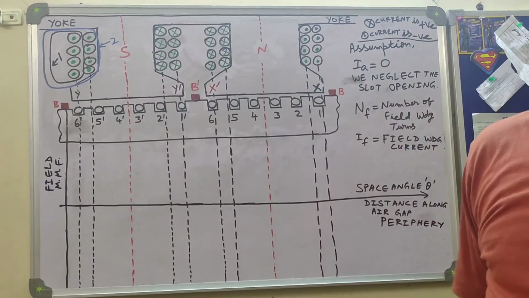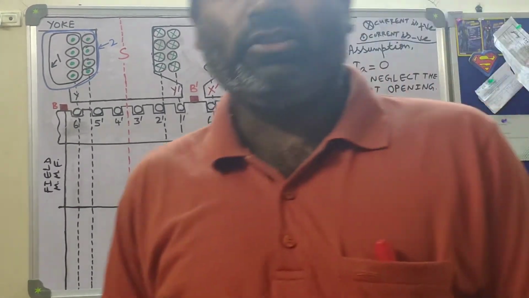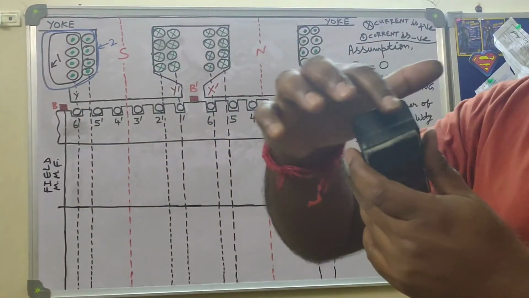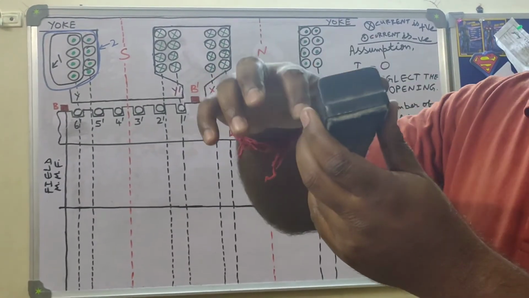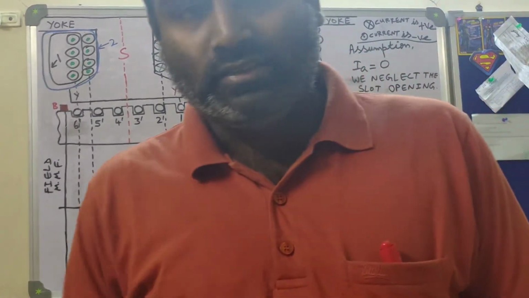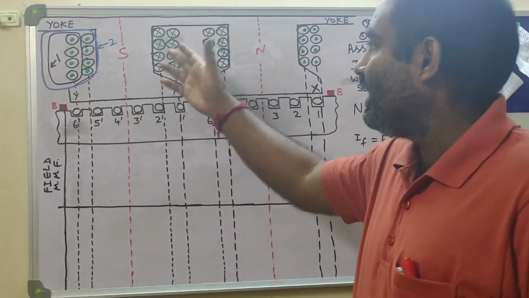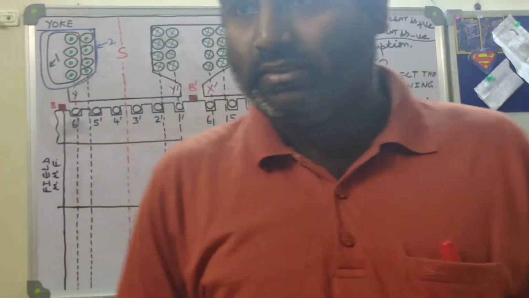So in main field poles you cannot expect 8 turns. Maybe 100 turns or 200 turns. It depends on the design. But just for the purpose of explanation, I have taken up this particular number so that we are able to understand. But in actual practice, you won't find 8 turns. Anyway, I am also not saying 8 turns here. Rather, I am saying NF number of turns, where NF is the field winding turns.